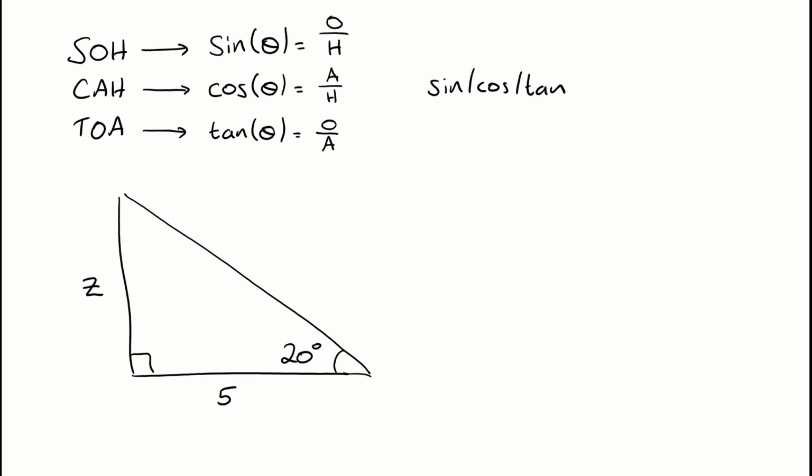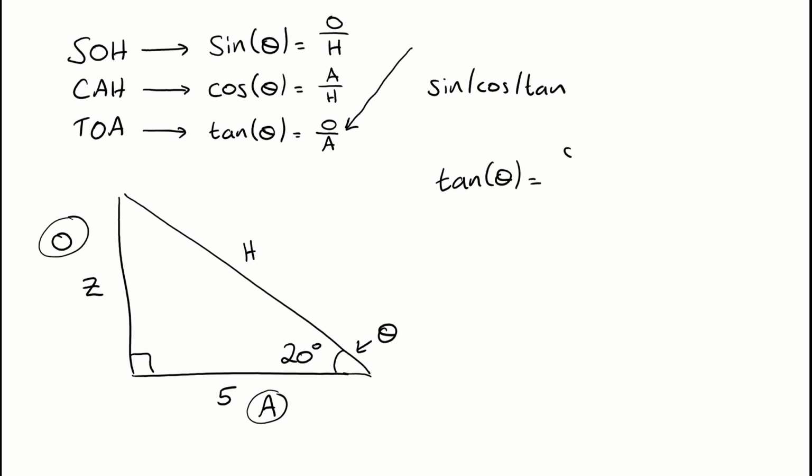So if we label our sides, we've got our angle theta in here. This side would have to be our adjacent, this side our hypotenuse, and this side our opposite. The sides of interest to me are my opposite and my adjacent. So if we look at our acronym, the one that incorporates that is going to be my tangent. So I can write that equation down. The tan of theta is equal to the opposite divided by the adjacent.